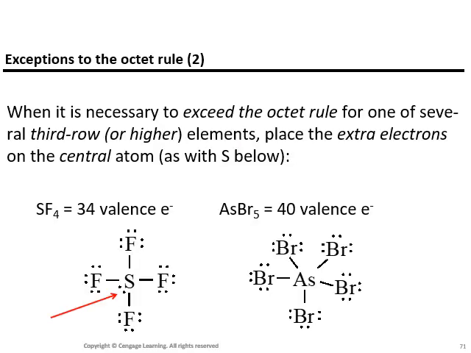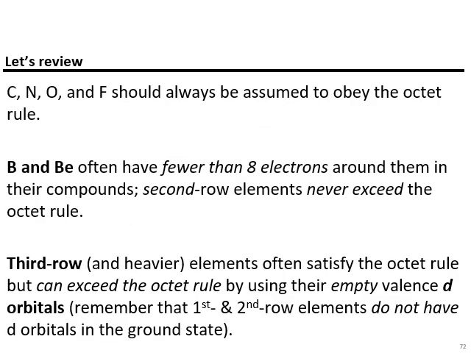And then we've already talked about this. Whenever we get down in the third row or below, in the examples below here, sulfur and arsenic, they can take more than eight electrons. So notice here, the sulfur is taking 10 and the arsenic is also taking 10. They can take more than eight because they're below the second row. Next slide. So to quickly review, C and O and F should always be assumed to obey the octet rule. B and Be will take fewer than eight electrons, and the third row elements can take more than eight electrons. Next slide.